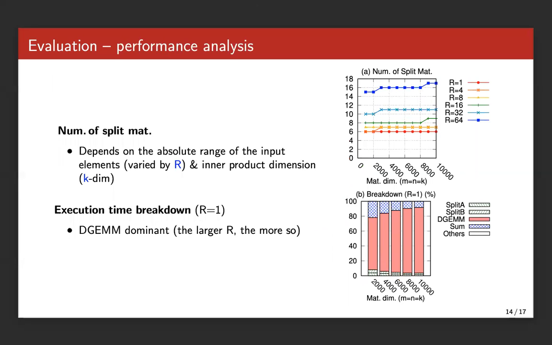Here, the top figure shows the number of split matrices. It increases as the input range and the dimension increase. And the bottom figure shows the execution time breakdown. The execution time is DGEMM dominant. This means that the performance is determined by the DGEMM throughput and the number of DGEMMs computed, which also depends on the number of split matrices.